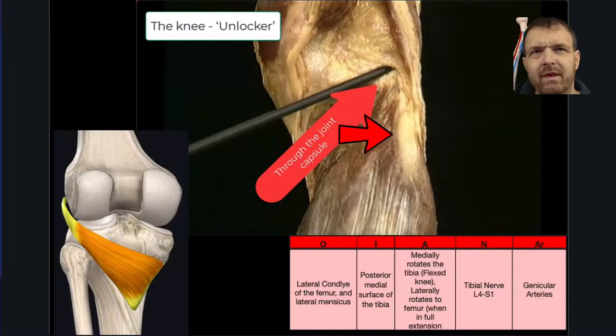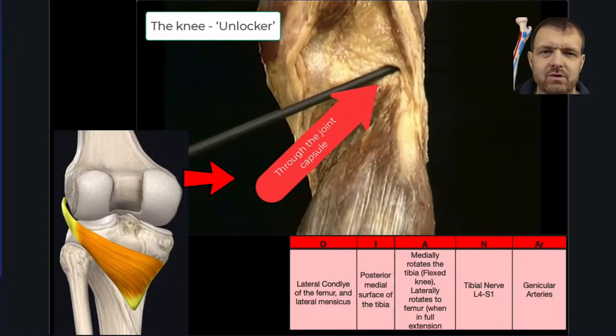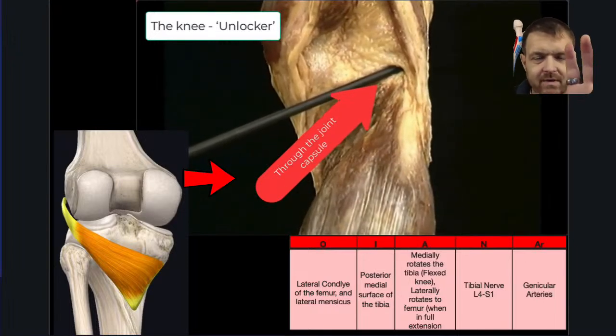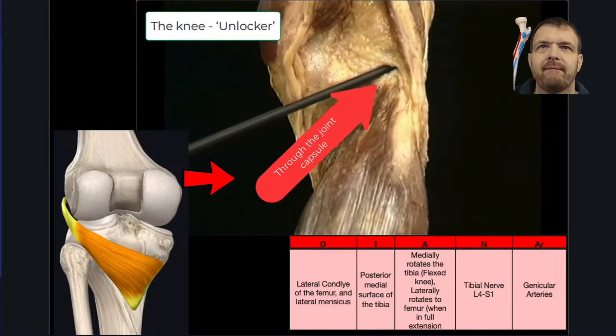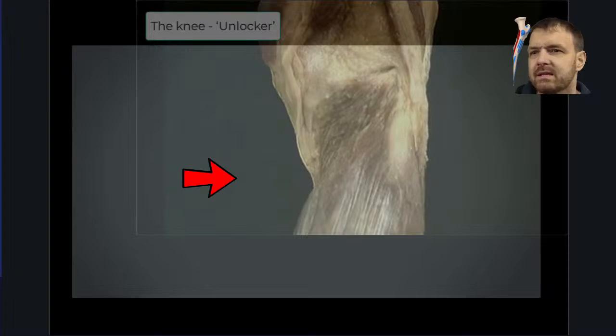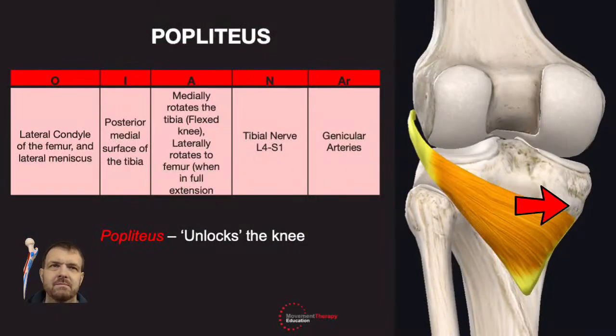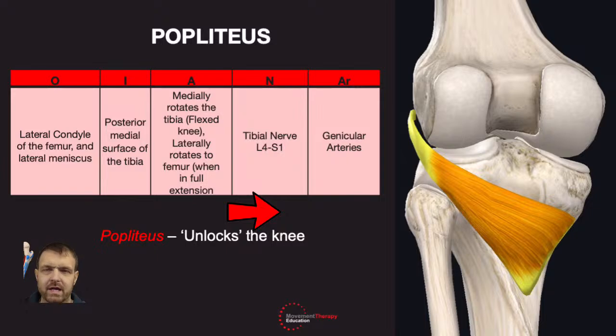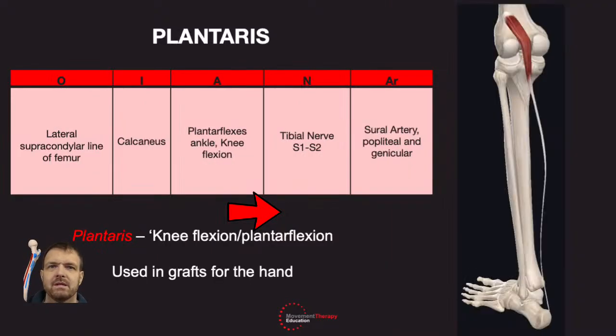So over the top of that area there will be your gastrocnemius. So it's underneath that. Okay, so that's your little popliteus muscle. So that's that one, the knee unlocker from the screw home mechanism.